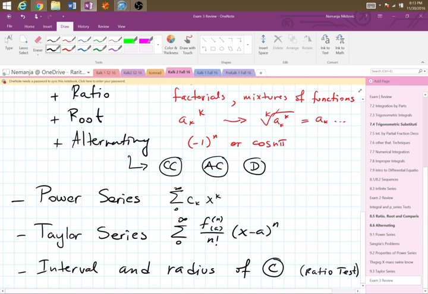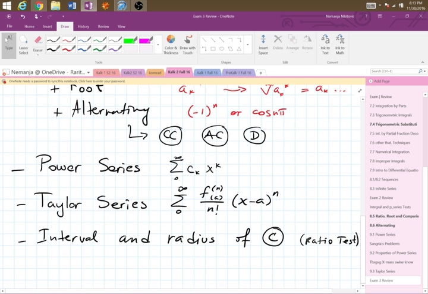Technically, there are other tests that you could use. However, the ratio test is guaranteed to work. In some cases, you might be able to use comparison or the root test, and they might be faster. But if you want a one size fits all kind of tool, the multi-tool, it would be the ratio test.